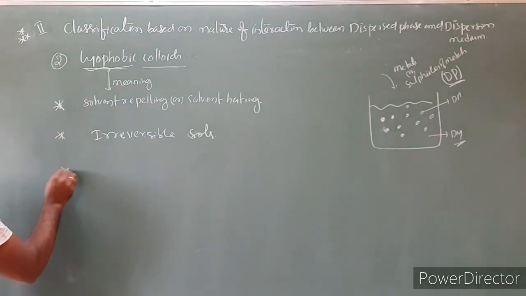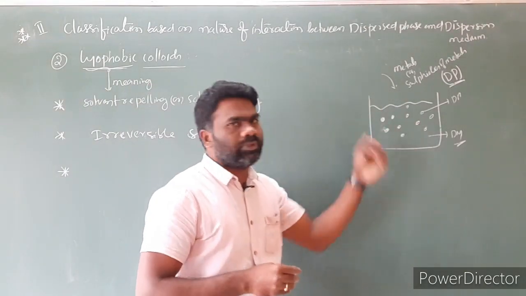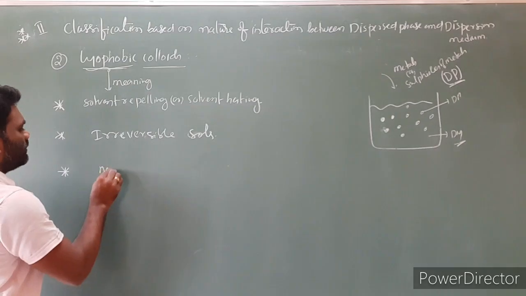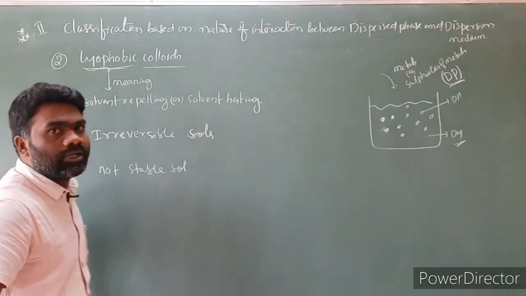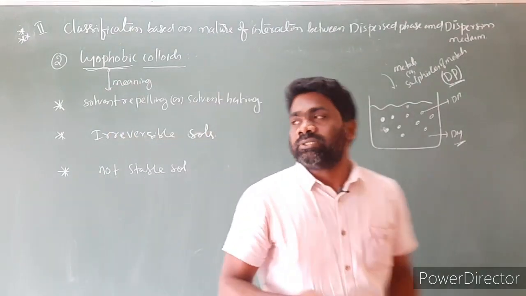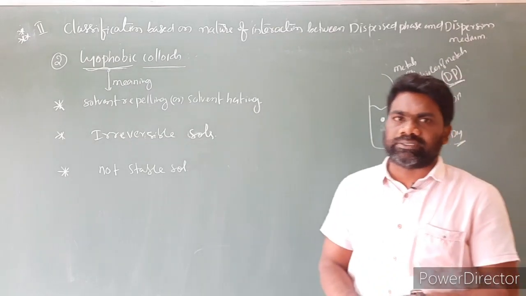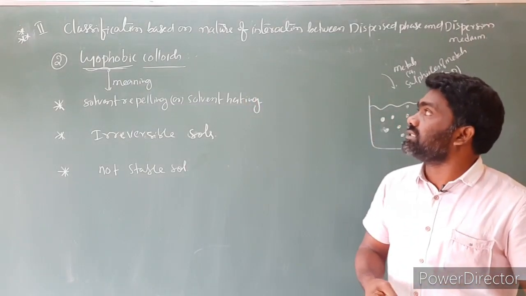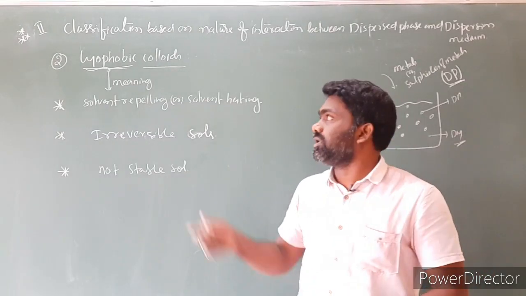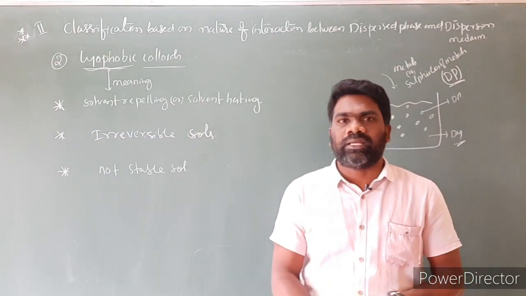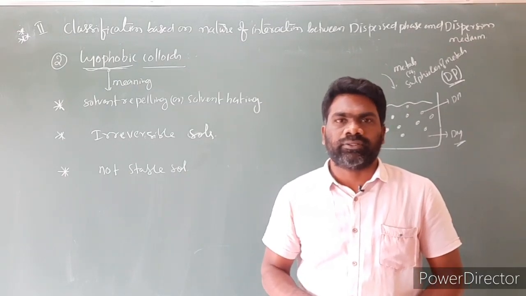Another important point is that these are not stable, these are unstable salts. So these are some points relating to the lyophobic colloids. This is the second classification, based on the nature of interaction between the dispersed phase and dispersion medium. We have two types of colloids, lyophilic and lyophobic colloids. Next class I will come with a continuation of this topic.